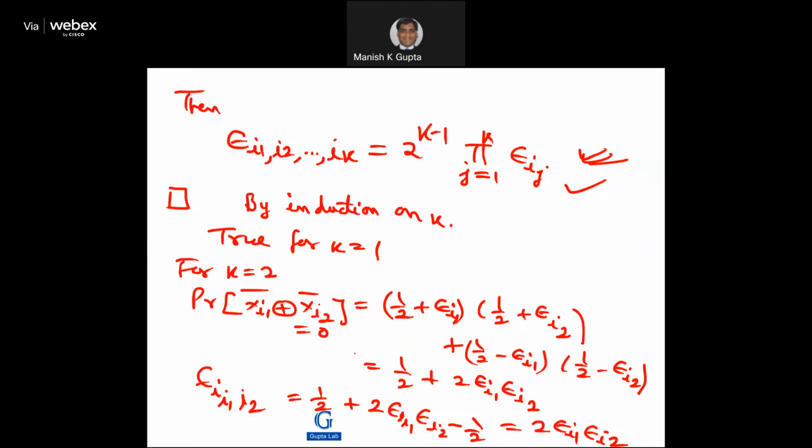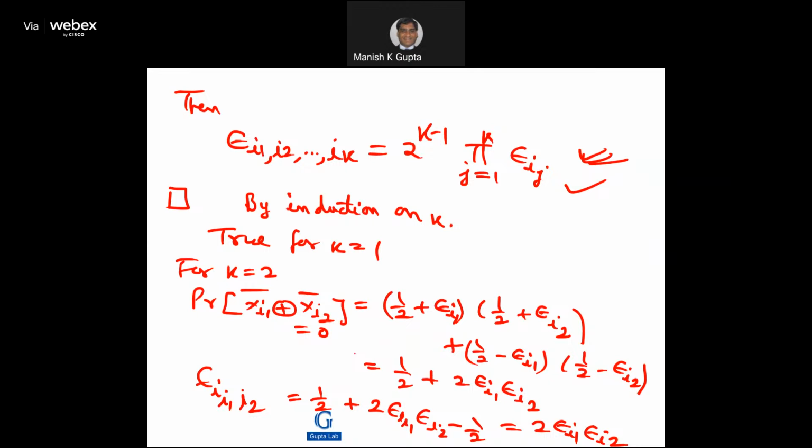So that means epsilon I1 I2, which is what we want to compute for k is equal to 2, is basically half plus 2 times this minus half, right? Because that is how pi minus half is defined. So this simplifies to 2 times epsilon I1 epsilon I2. So we have got the result for k is equal to 2. The result is true for k is equal to 1, and true for k is equal to 2.